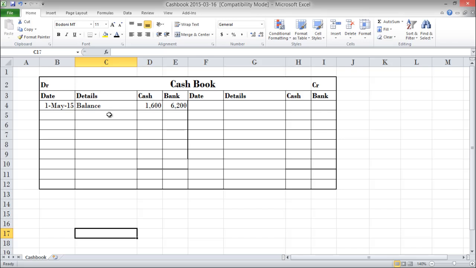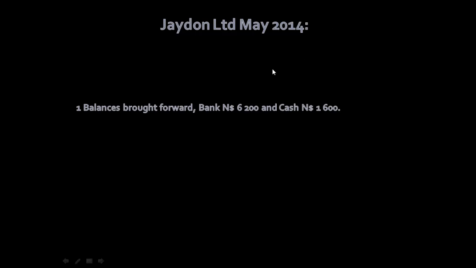Now let's have a look at some transactions for Jaden Limited. On the first, the balances brought forward were as follows: the bank 6,200 and cash 1,600. Now let's have a look at how we will insert this into our cash book. We'll put the 1st of May, the details will be balance, and the 1,600 we'll put under the cash column, and the 6,200 we'll put under the bank column. As we can see here, 6,200 bank, 1,600 cash.